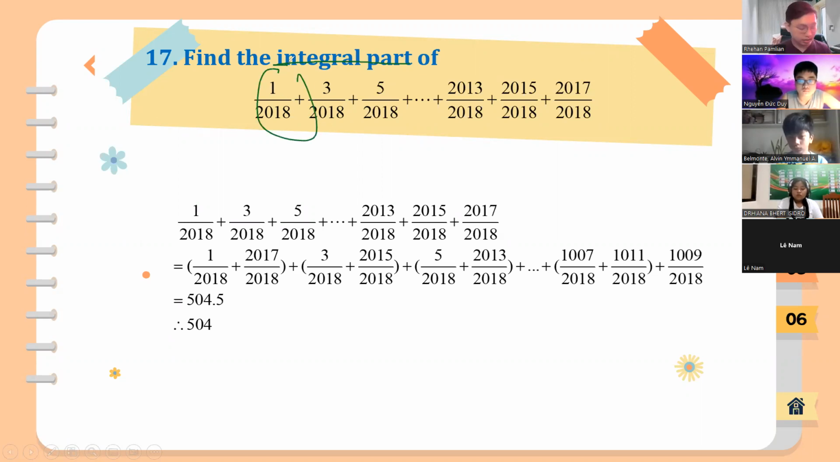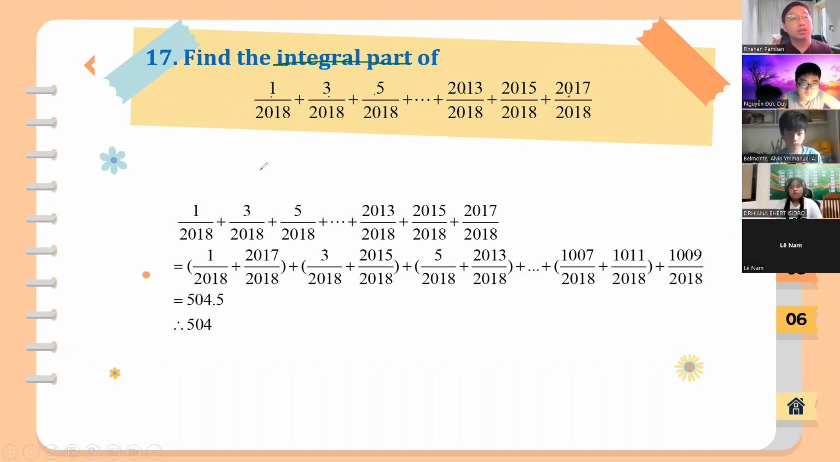These are fractions, right? We're basically adding 1 over 2018 and so on. So if you would notice, the denominator is always 2018, correct? So if the denominator is always 2018, basically you can directly add the numerators, right? So 1 plus 3 plus 5 up to 2017.